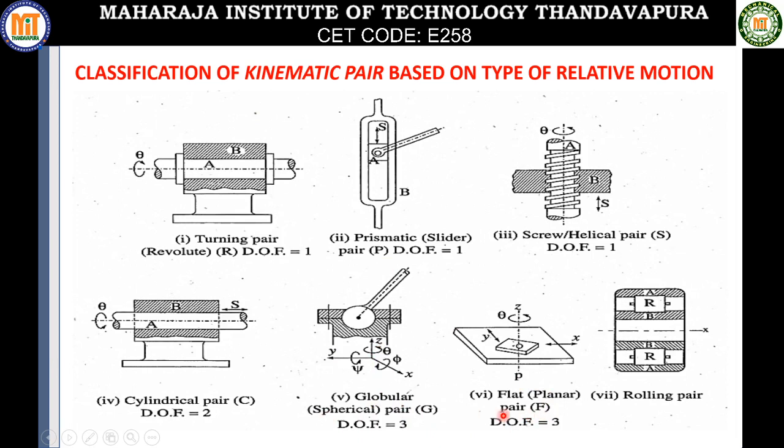Coming to the next type, that is the flat or planar pair. The pair permits a planar relative motion between the contacting elements. See here, this relative motion can be described in terms of 2 translatory motions, that is in the x direction and along the y direction. Along with these 2 translatory motions, I have the provision to rotate this particular element along the z axis, right? So the total number of independent motions it can have is 3. So totally the degrees of freedom becomes 3.